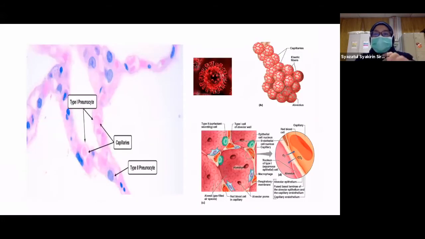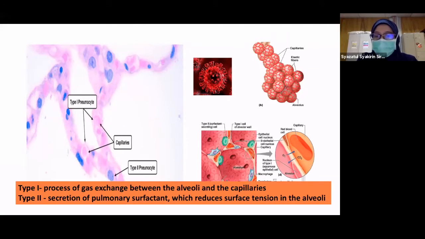So, just an introduction on the lung. The virus, SARS-CoV-2, affects the alveolus directly. Why is that so? Because of the high ACE2 receptors in the lining of the alveolus. The alveolus comprises type 1 and type 2 pneumocytes. The type 1 pneumocyte is responsible for gas exchange between the alveoli and the capillaries, and the type 2 is responsible for the secretion of surfactant, which reduces the surface tension in the alveoli. You may understand why in category 4 and 5 there is so much compromise in oxygenation.